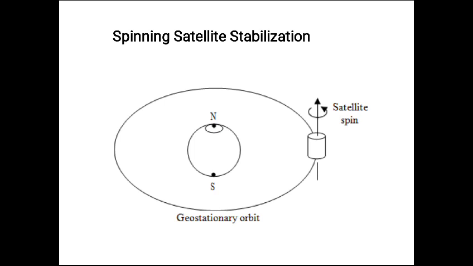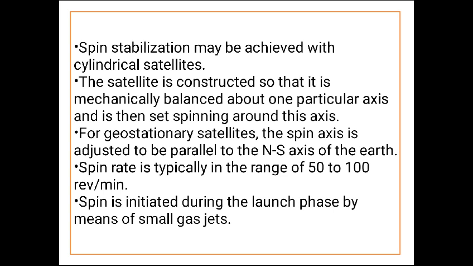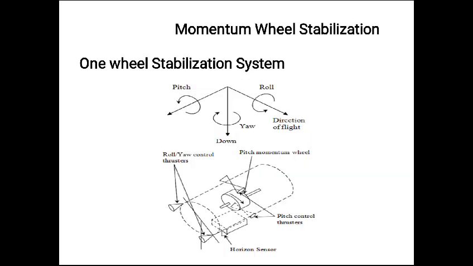Spinning satellite stabilization. Here you can see the geostationary orbit with the north pole and south pole, with the satellite spinning in either the north-south or east-west direction. Spin stabilization can be achieved with a cylindrical satellite. This satellite is constructed so that it mechanically balances about one particular axis and then is set spinning around that axis. For a geostationary satellite, the spin axis is adjusted to be parallel to the north-south axis of the earth. Spin rate is typically in the range of 50 to 100 revolutions per minute. Spin is initiated during the launch phase by means of small gas jets.